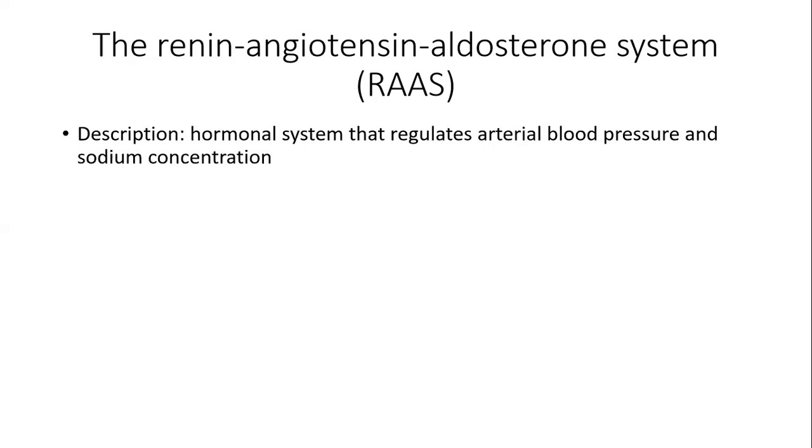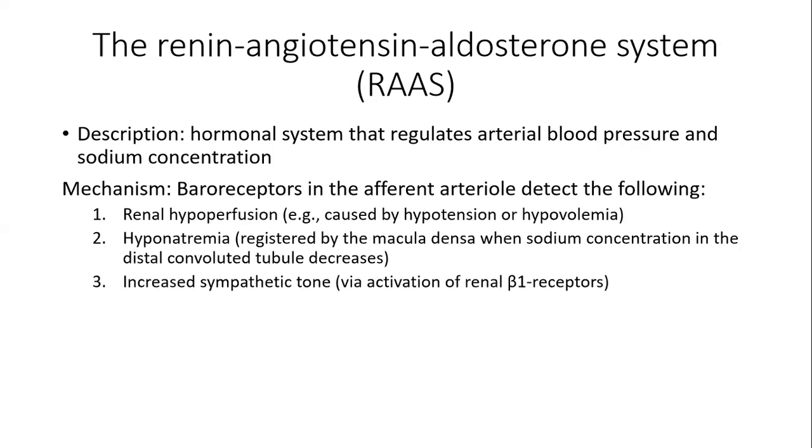So what is the renin-angiotensin-aldosterone system? It is a hormonal system that regulates arterial blood pressure and sodium concentration. What happens is that we have the afferent arteriole, which has baroreceptors. So if there is decrease or hypoperfusion of the renal artery, that can be detected by the baroreceptors. Other than that, hyponatremia, which is the low sodium state, can be registered by the macula densa when sodium concentration in the DCT decreases.